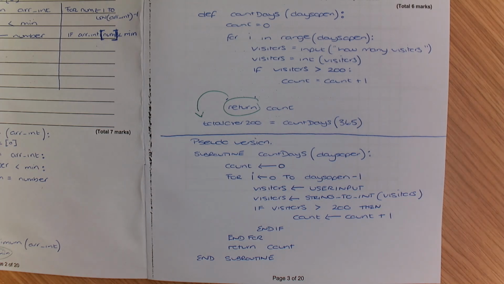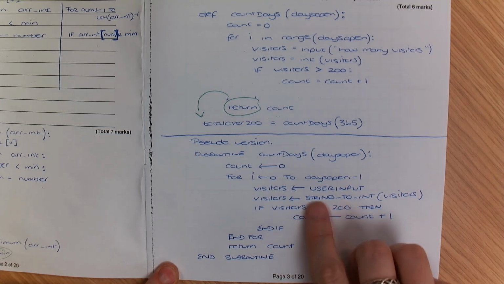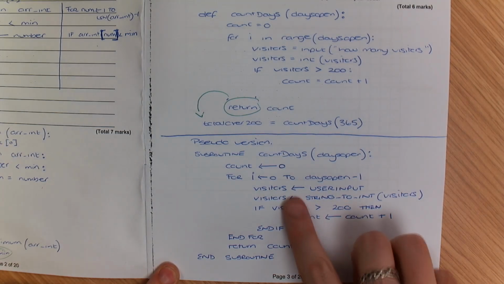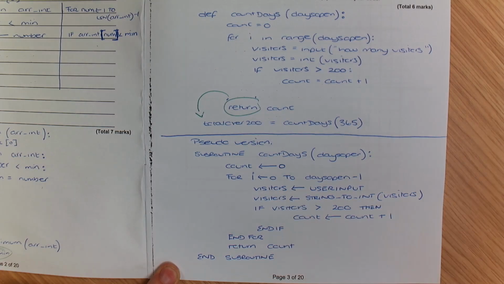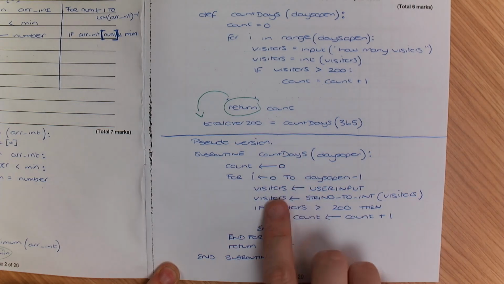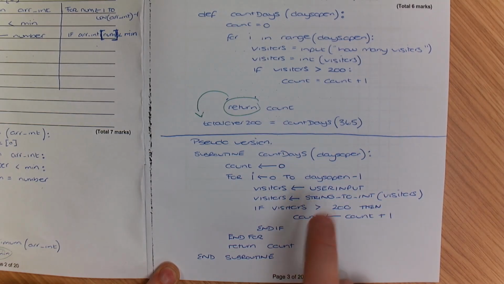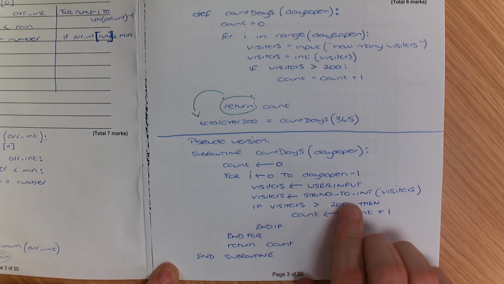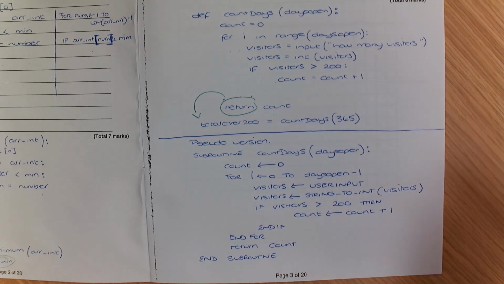Question before I stop recording. Say that again. Yes, you do. Because visitors, when you type in the input, if I typed in there were 300 visitors on that day, the default would go in as a string. So I need to convert it into the correct format so that I can do the correct comparative operator on that. Alright? I will stop recording now.